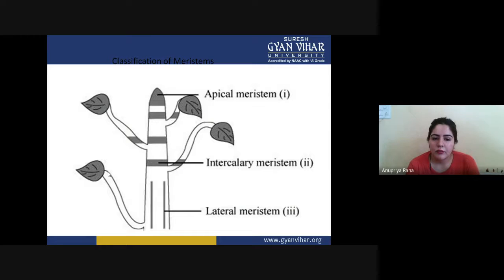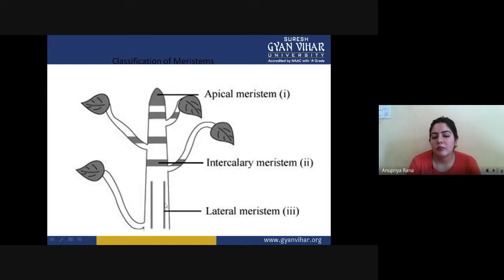Intercalary meristem is basically present for the internodal growth. Okay, this is the internodal portion. Two nodes are present here, and the distance between the two nodal portions is called the intercalary meristem. At this position, a number of meristematic tissues are present. And last but not least, the lateral meristem.